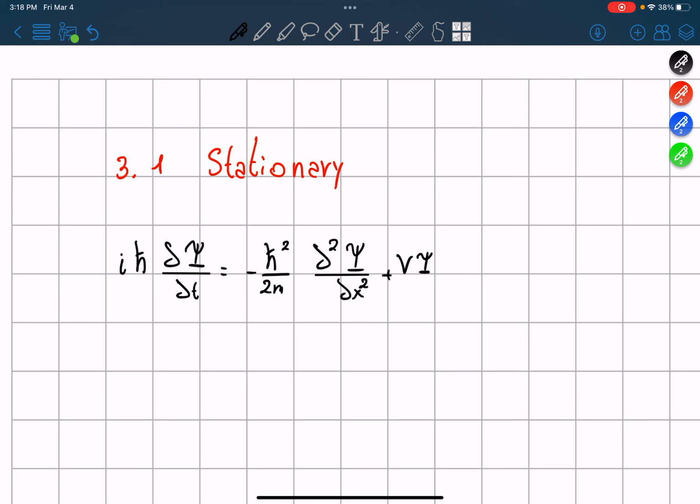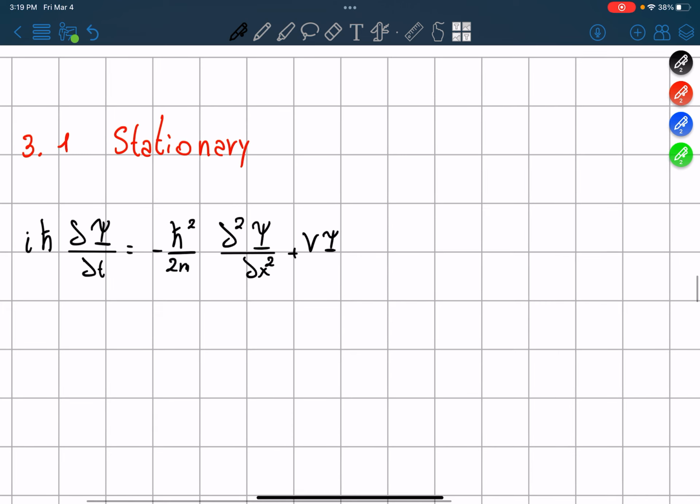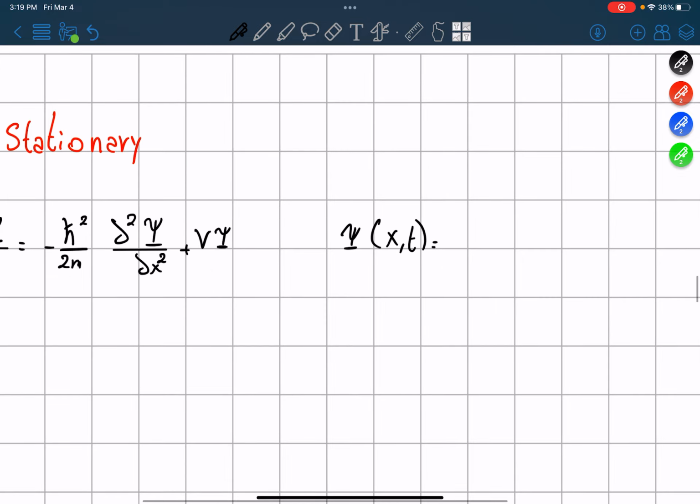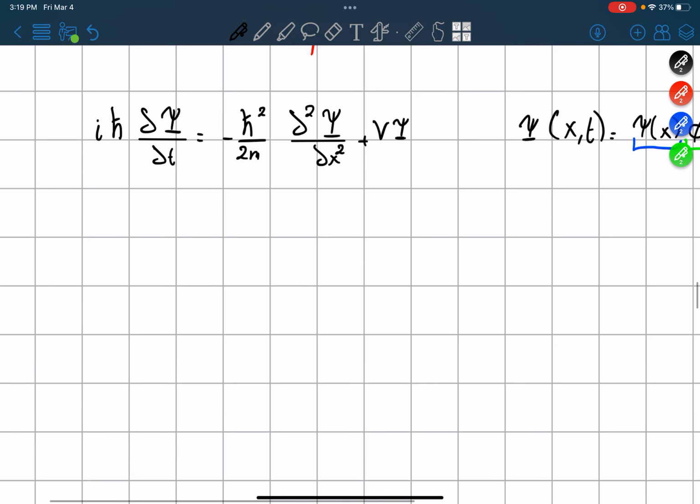V times capital Psi. So what we want to do is, since we know that capital Psi is in terms of x and t, we can use separation of variables, which, as physicists, we're always going to use, and do this. So let's say that we have a function that is just in terms of x, and another function that is just in terms of time. Okay, so we can just take it and plug it into our initial equation.